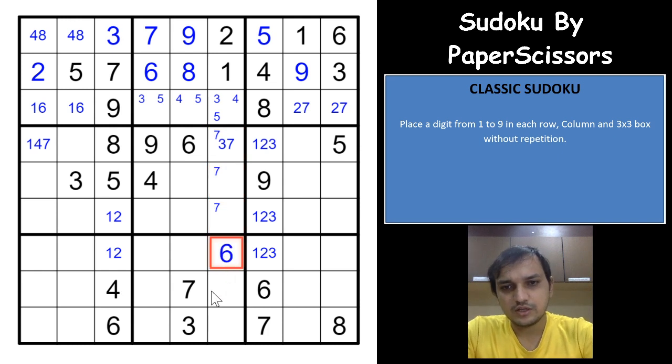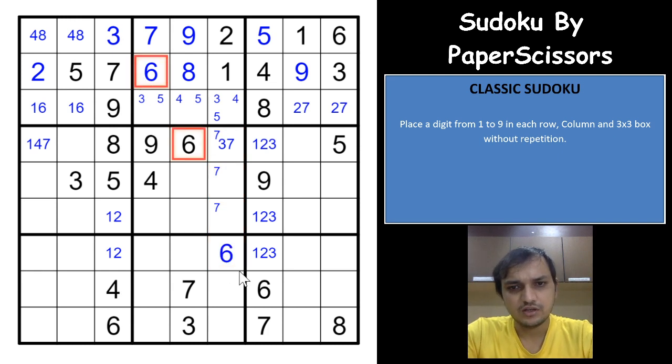Okay, 6 will have to be here in this box because of the 6 here and here. You have a 6 in this box here. Okay, that is good. Anything else?